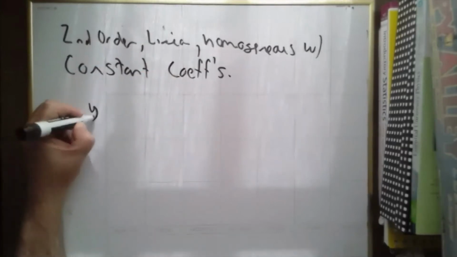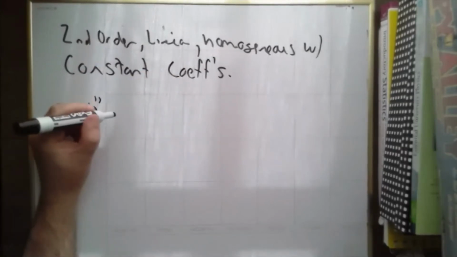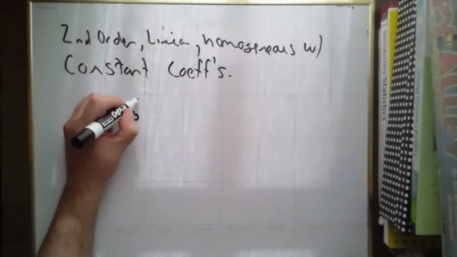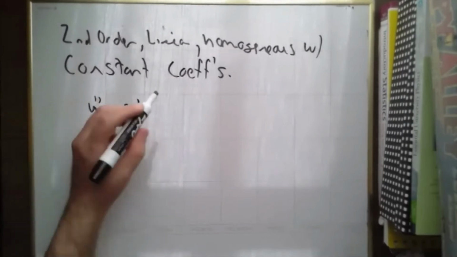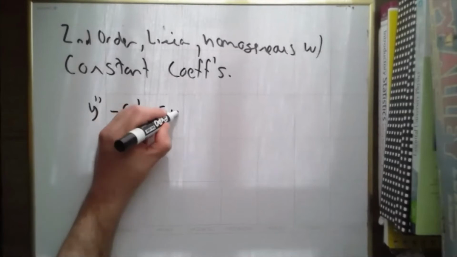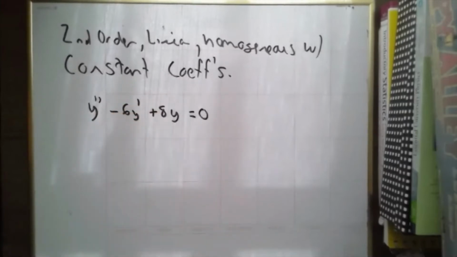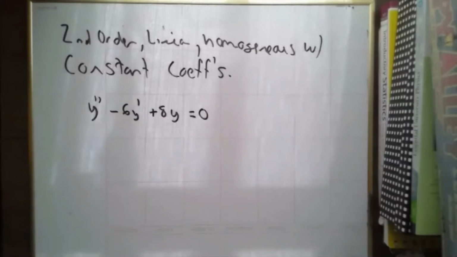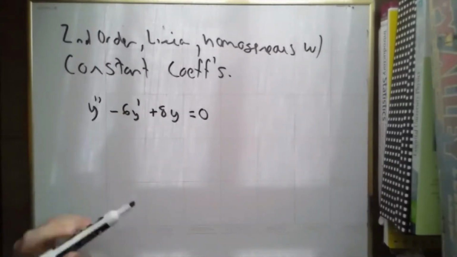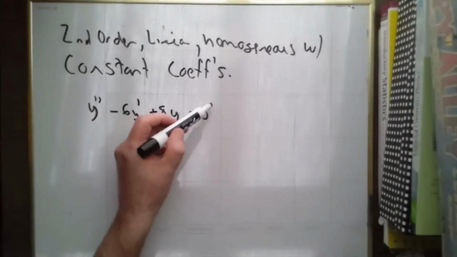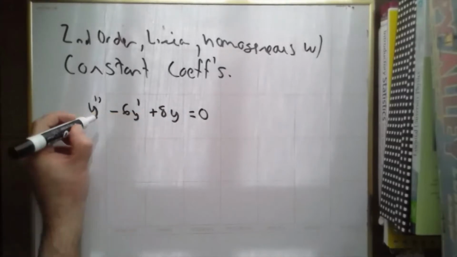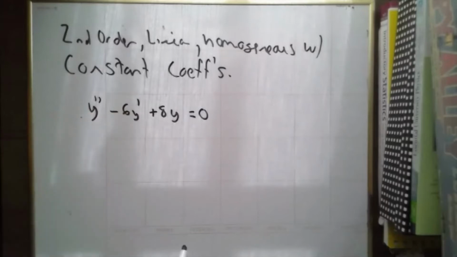So I don't know, maybe y double prime minus 6y prime, what am I, 8, plus 8y equals 0. So it's linear. All of my y's are linear functions of y. They're to the first power. There's no cosine of y or e to the y. Homogeneous because it's set equal to 0. Constant coefficients because these guys in front of all the versions of y are just numbers.